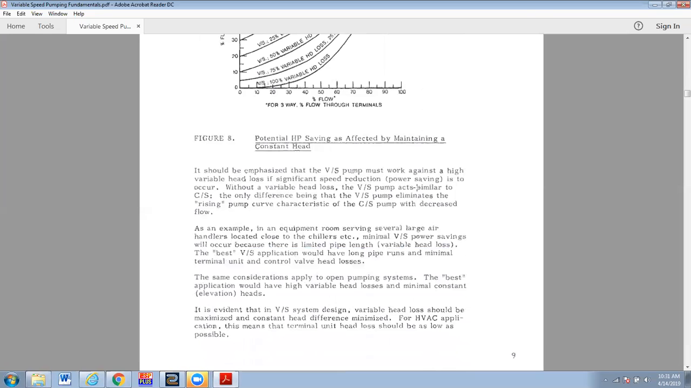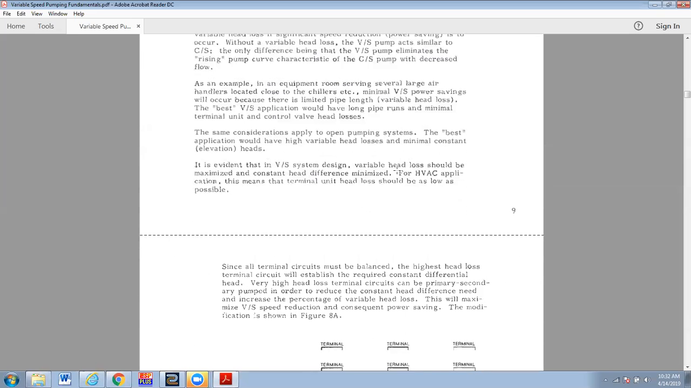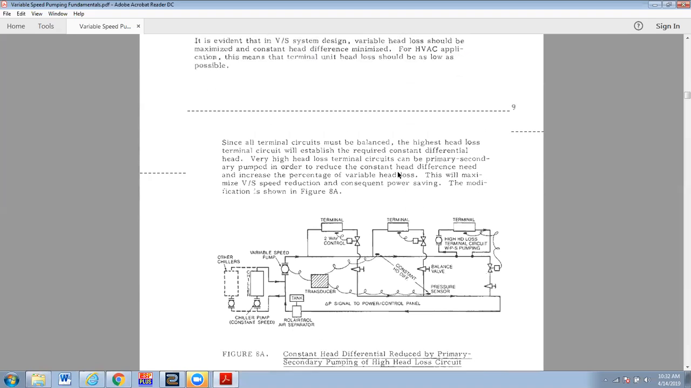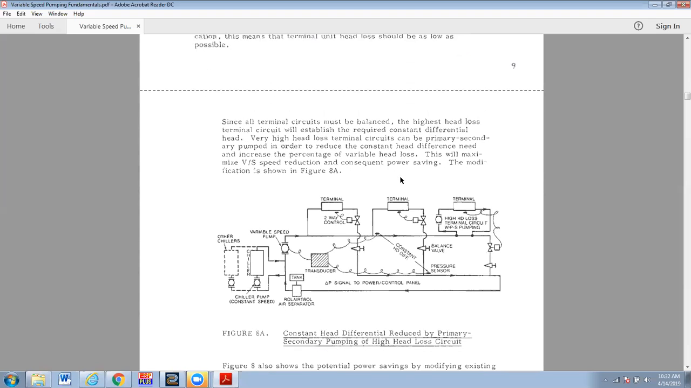So this last paragraph here, I'll go over that. It's evident that in variable speed system design, variable head loss should be maximized and constant head loss minimized. For HVAC application, this means that terminal unit head loss should be as low as possible. Okay, we're going to move on down and look at this figure.